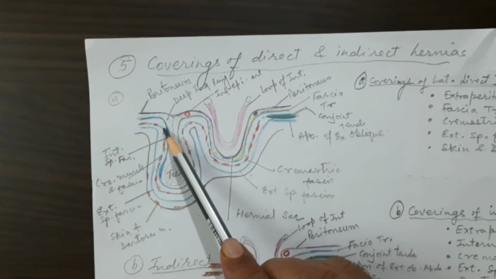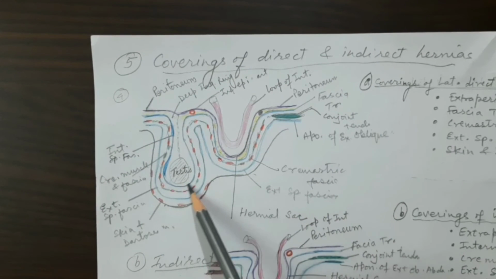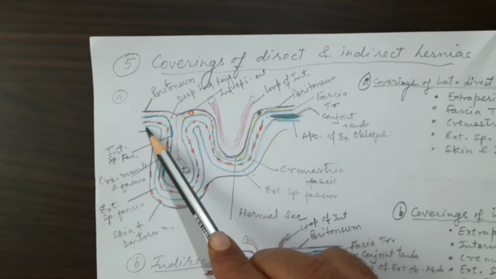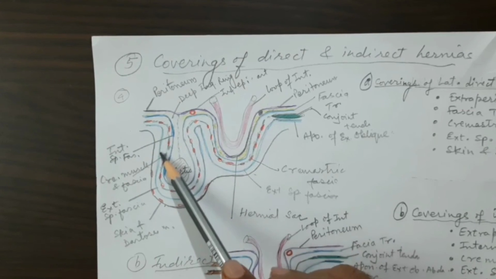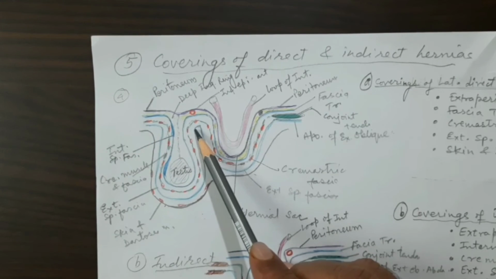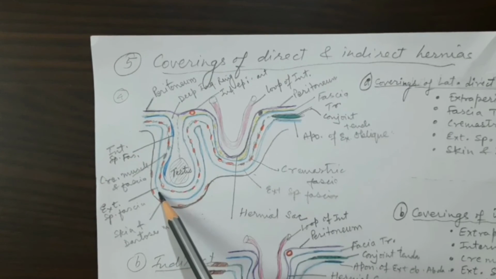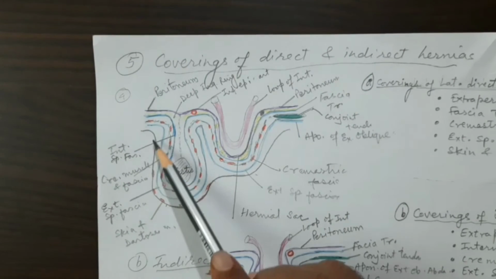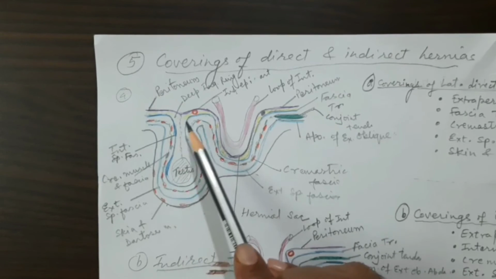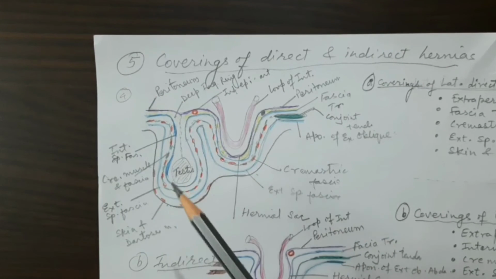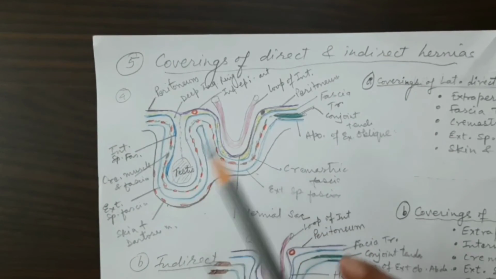Then it will have the covering called the cremasteric muscle and its fascia, and then the covering of the external spermatic fascia, which is nothing but the continuation from the superficial inguinal ring through the external oblique abdominis aponeurosis. And outermost are the skin and the dartos muscle. These are the structures which will also cover the testis and spermatic cord in the scrotum.